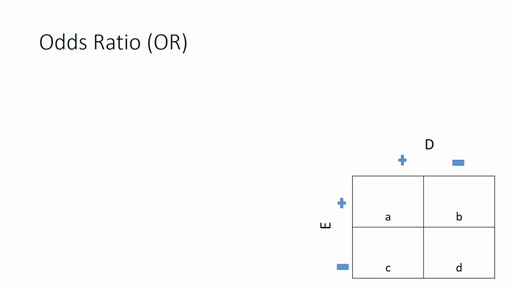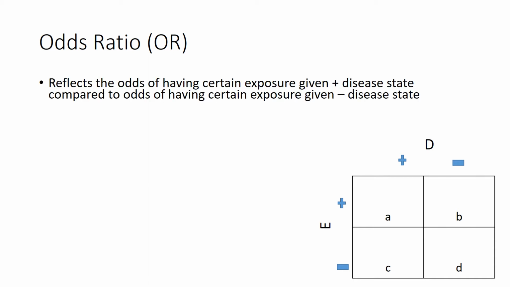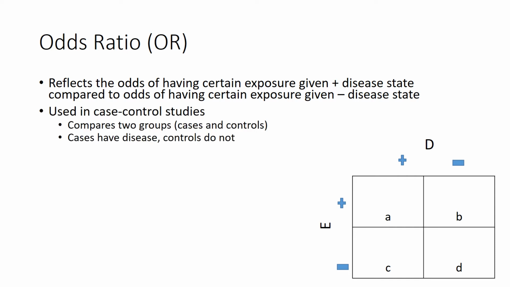Let's start with odds ratio. Odds ratio reflects the odds of having a certain exposure given a positive disease state compared to the odds of having a certain exposure given a negative disease state. It's often used in case control studies. Case control studies will compare 2 groups. One group, the cases, have the disease. The other group, the controls, do not. And we look to see whether or not each of those groups had a particular exposure.